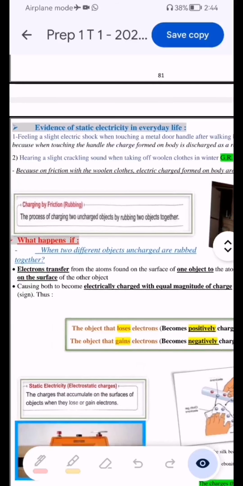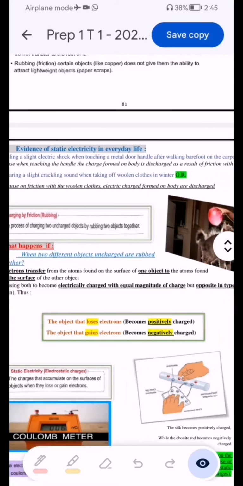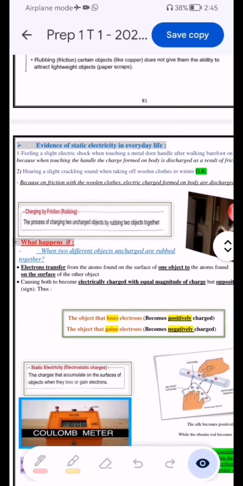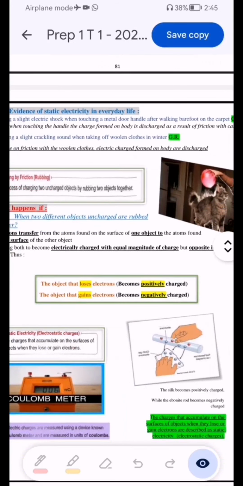Electrons will transfer from atoms found on the surface of one object to atoms found on the surface of the other object, causing both to become electrically charged with equal magnitude of charge but opposite in type. One of them will lose electrons and become positive, and the other will gain electrons and become negative. The charges are equal in magnitude or value but differ in type, one positive and the other negative. The object that loses electrons becomes positively charged, but the object that gains electrons becomes negatively charged.